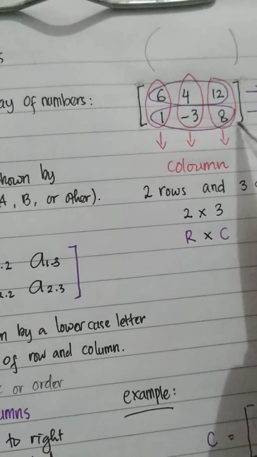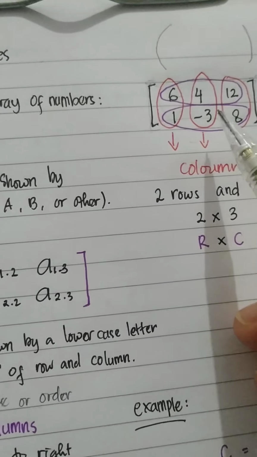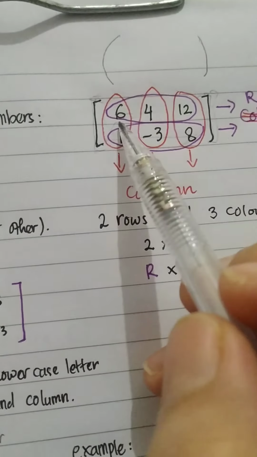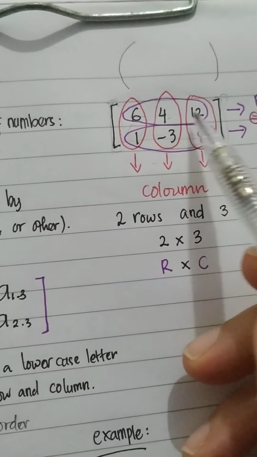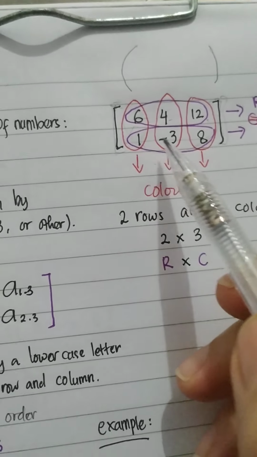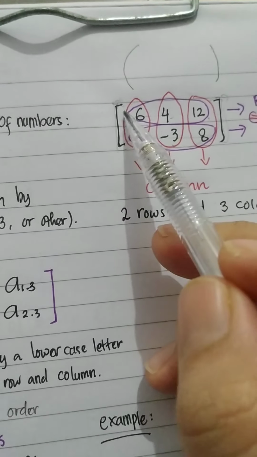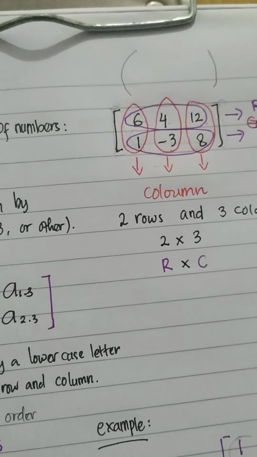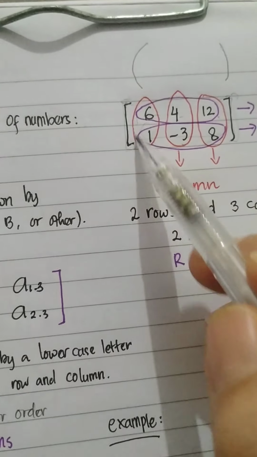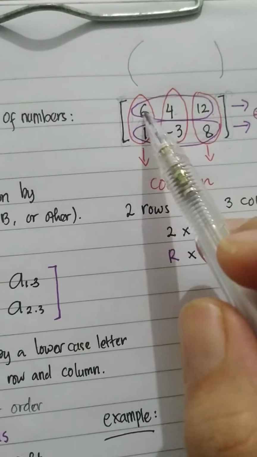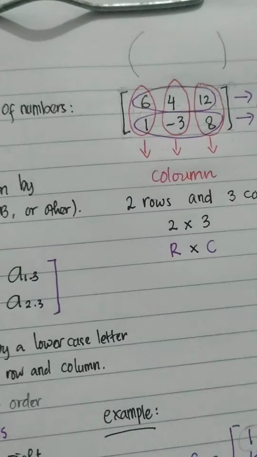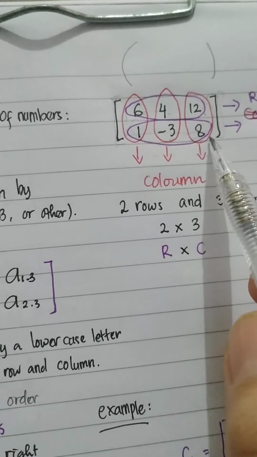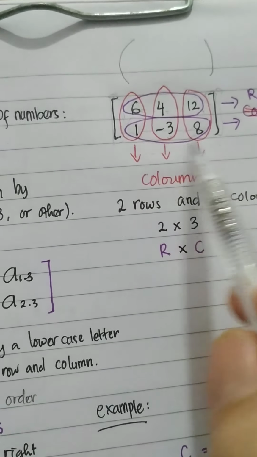Okay, and then a matrix contains some rows and columns. Where's the row? Where's the column? As you can see here, there is 6, 4, 12, 1, -3, and 8. Why do I read from left to right? Because that's how we read a matrix. Inside the bracket, all of the numbers here we call the elements of the matrix. So 6, 4, 12, 1, -3, and 8 are the elements of this matrix.